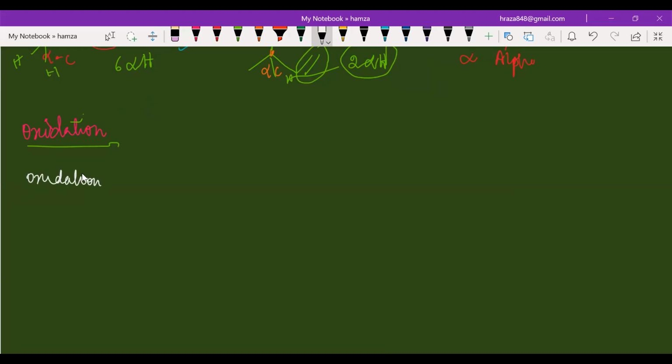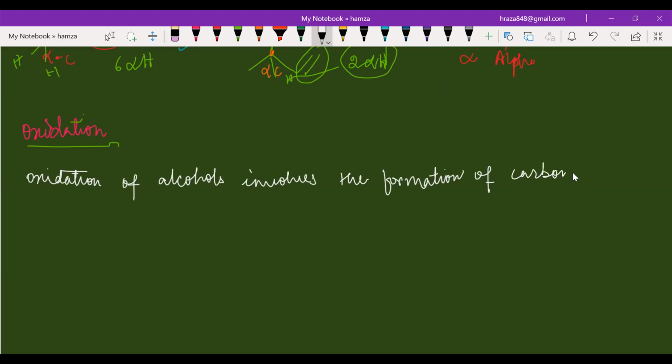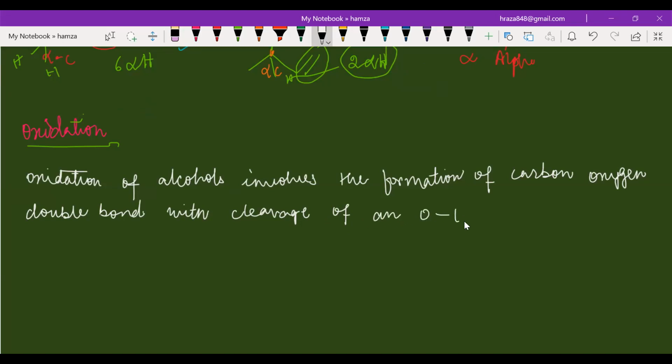Oxidation of alcohols involves the formation of a carbon-oxygen double bond with cleavage of an O-H and C-H bond.